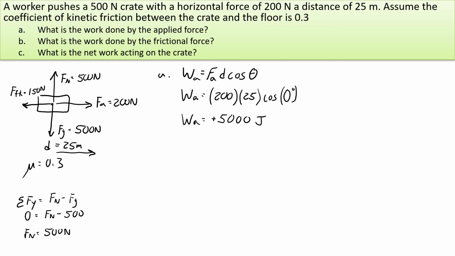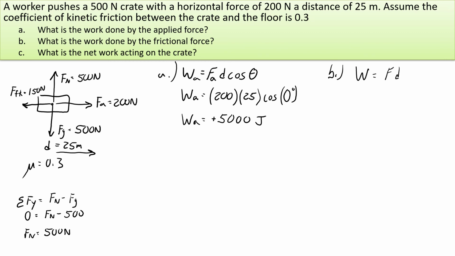Okay, now that's the work done by the applied force, but the frictional force is taking away some of that energy too. If there was absolutely no friction, then yeah, you would be doing 5,000 joules of work. That's what's being added to the system. But the friction is taking out energy from the system. So how much work is done by the frictional force? Let's see. For part B, we are going to do the work done by the frictional force.